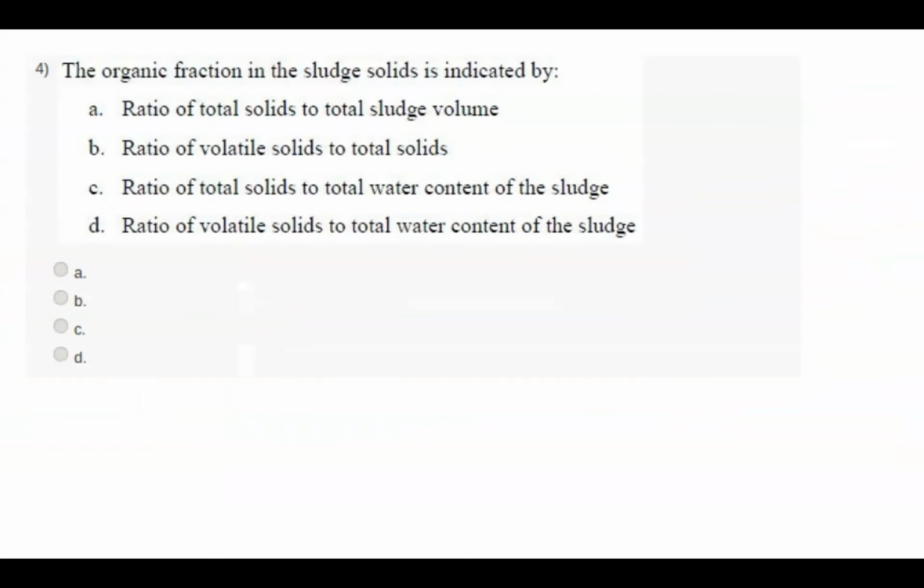So the next question: the organic fraction in the sludge solid is indicated by. Four options are given. The ratio of solids to total sludge volume, also the ratio of volatile solids to total solids, then the ratio of total solids to total water content, and the ratio of volatile solids to total water content.